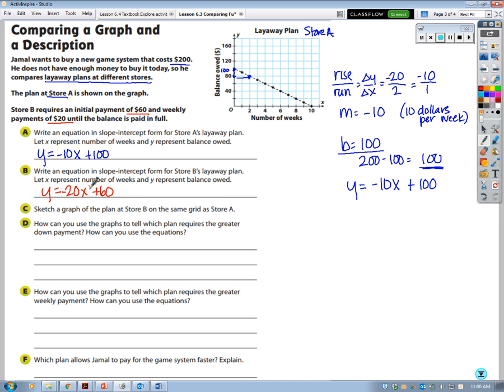So sketch the graph of store B on the same grid to show an initial payment. Okay, so our gut tells us that we want to start here at 60, but that's actually going to be incorrect because that's what he's paying off of the initial cost of $200, right? So he starts with $200, which is the cost of the game system. He pays 60 in his initial fee, and so he has $140 left to pay off, right? So that's where this is starting. So does that actually change our equation? It doesn't in this case, because what we have is $140 left to pay off.